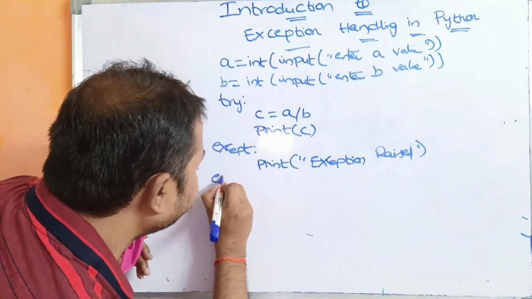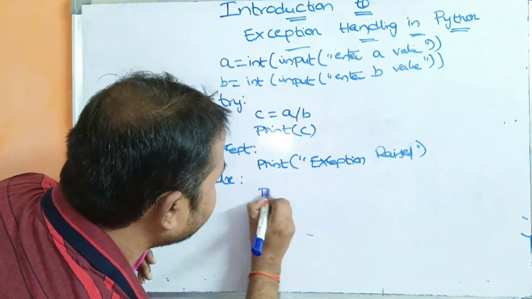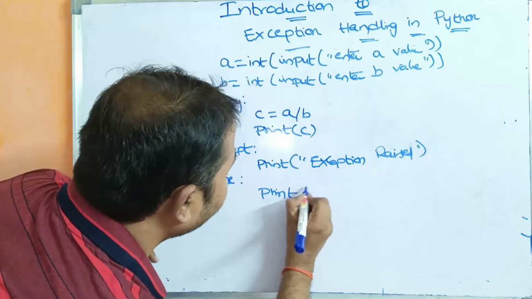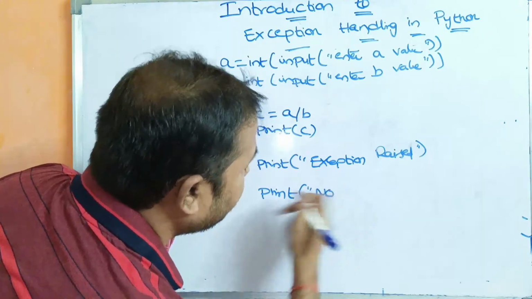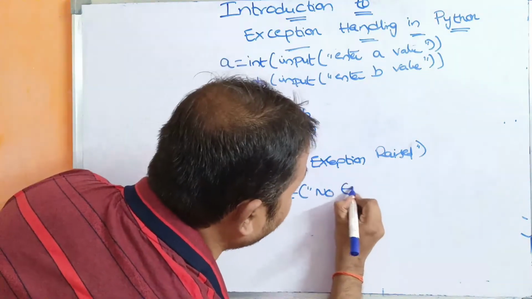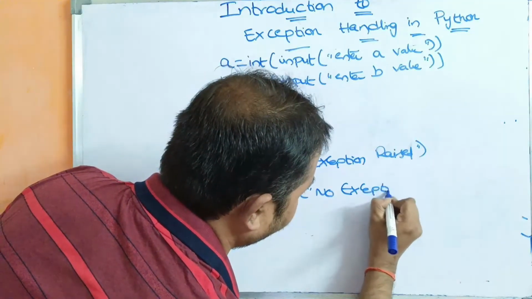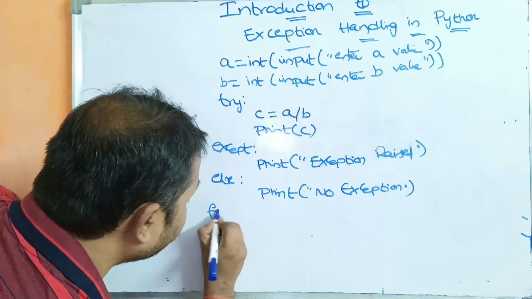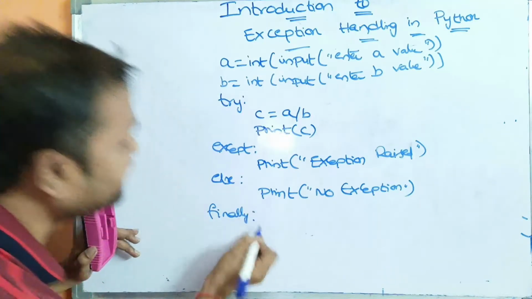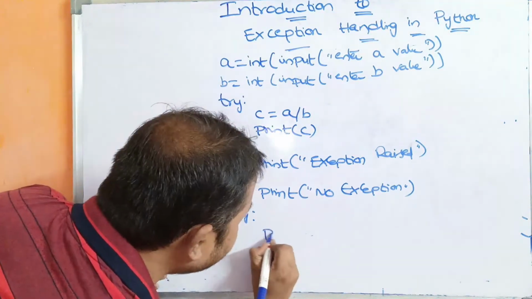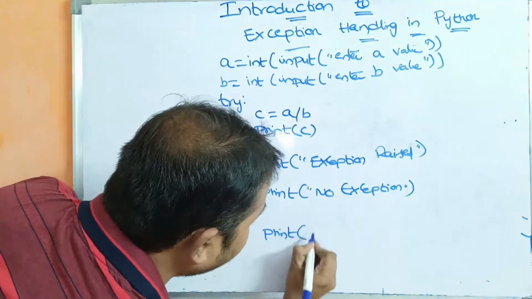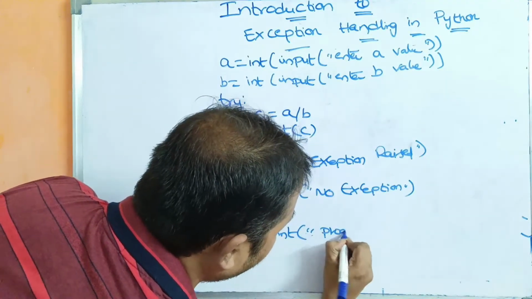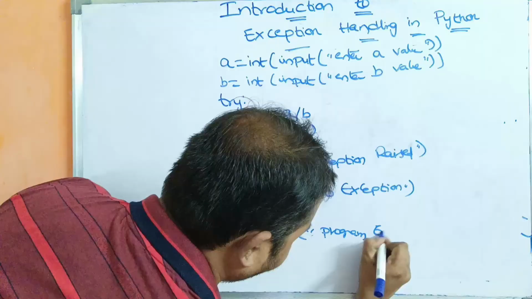Next, else. Let us write the statement print no exception. The else block will get executed if there is no exception. Now the last one, finally. The finally block always gets executed whether there is an exception or no exception. So let us display the message print program ends.